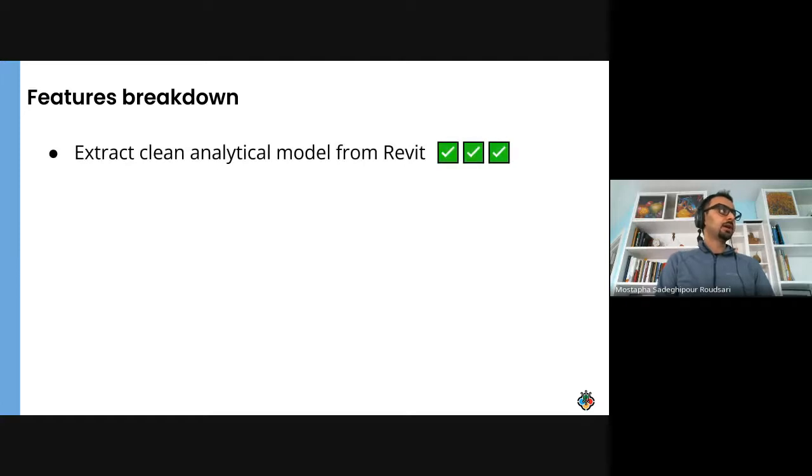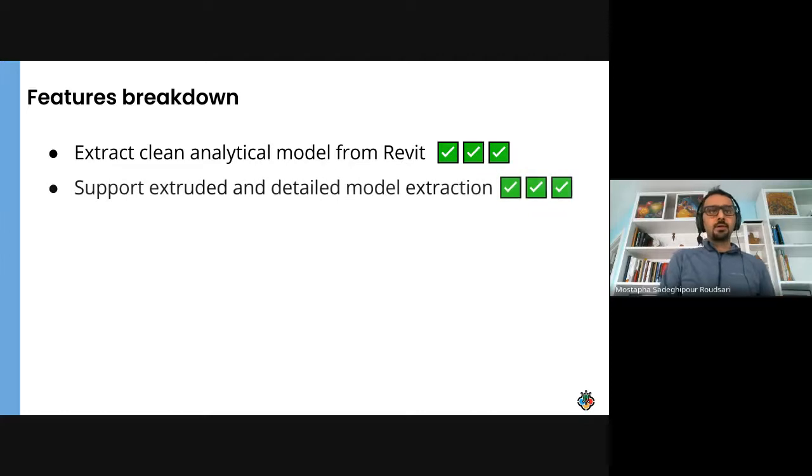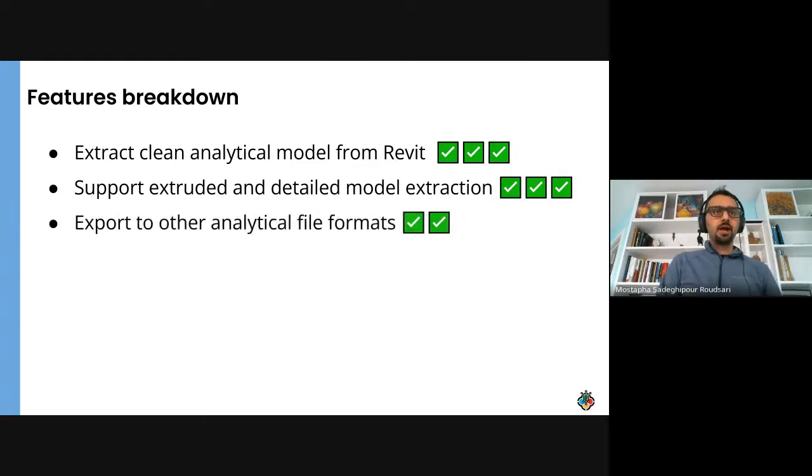Features breakdown. Extracting a clean analytical model from Revit is working. Supporting both extruded and detailed model extraction is fully working now. Export to different formats. The reason I didn't put a check there is because the Radiance one, I think, is not integrated. It's not hard to add, but we never did it because no one asked for it.